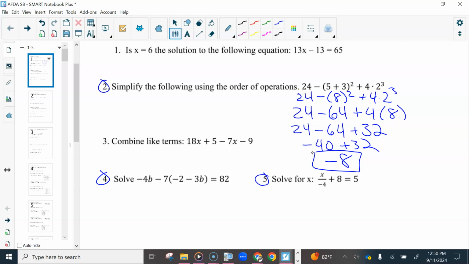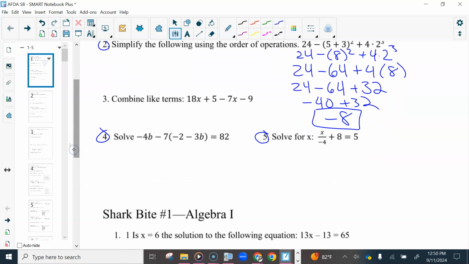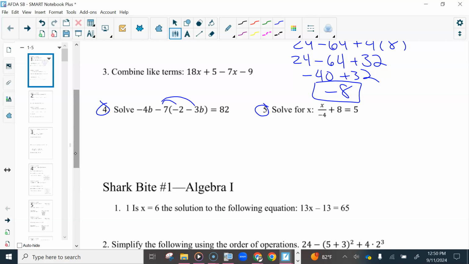In number 4, this is going back to what we were just doing, solving. So we are going to distribute the negative 7. Be careful with your negatives. And then combine like terms. Do exactly what it says. Don't do the opposite thing. So negative 4 plus 21.